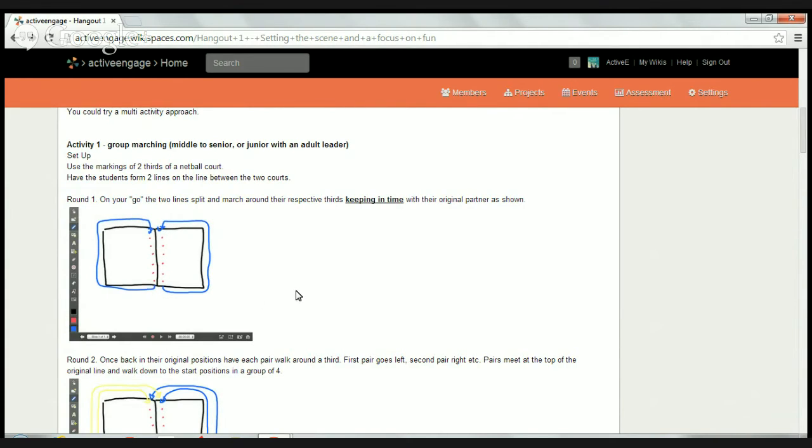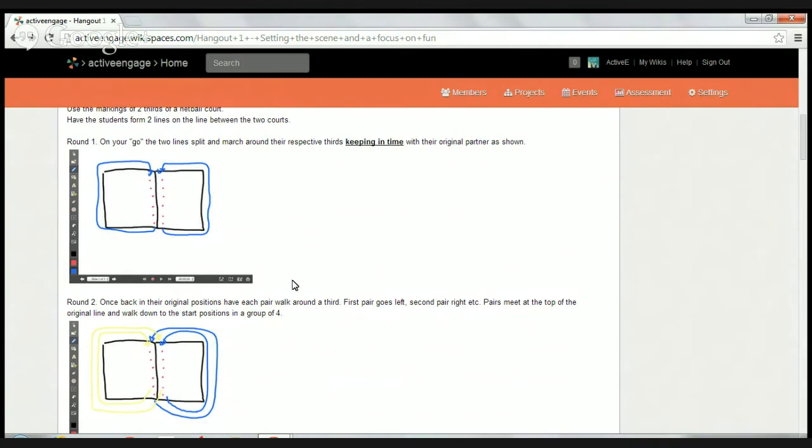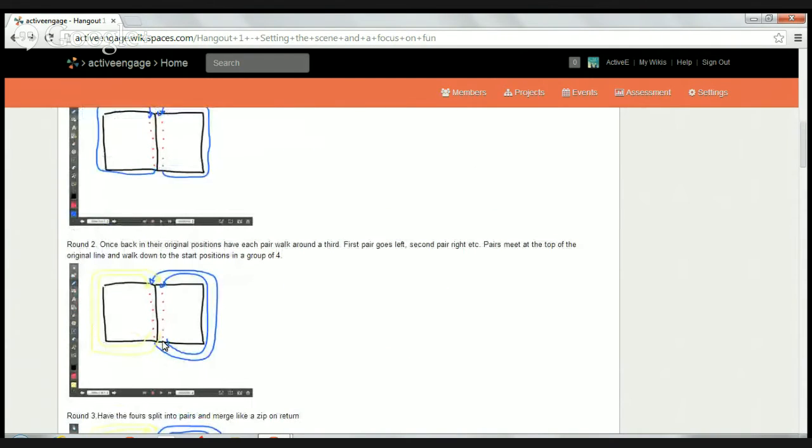Okay, that's part 1. So that's just 2 circles moving in opposite directions. Then once they've got that going quite nicely, you make the pairs, so the front pair would move off to the left, and then the second pair would move off to the right, and again when they meet up here they would actually come down as a group of 4, because the front pair here would join up with the second pair here, and down they would come.